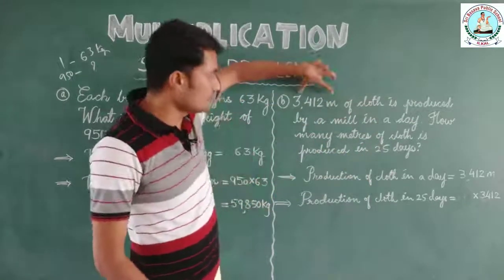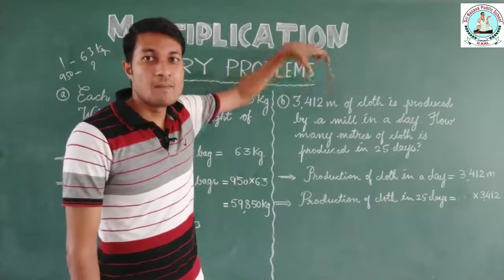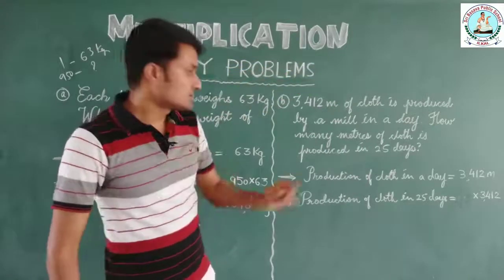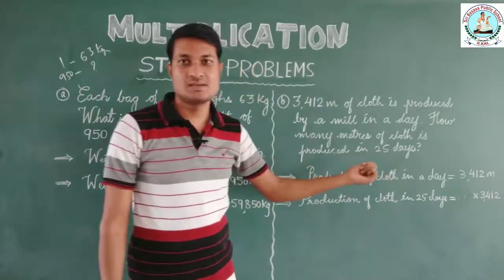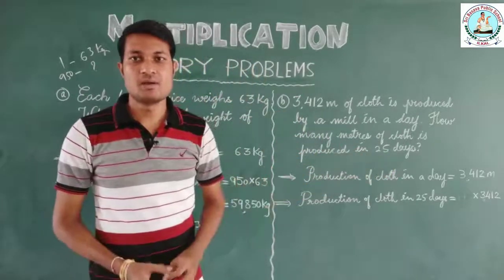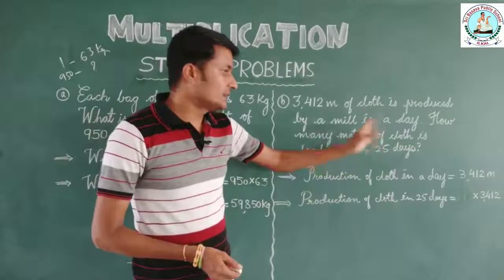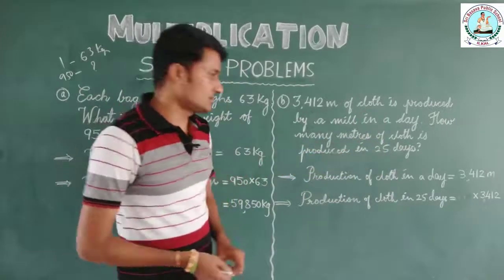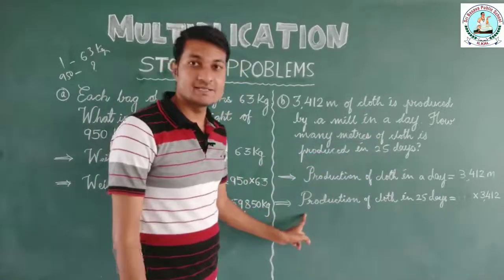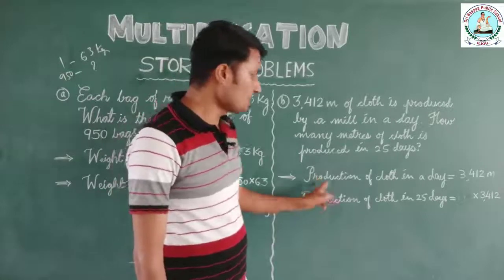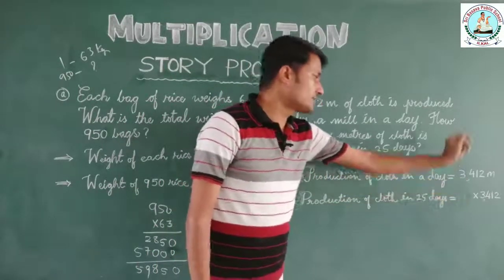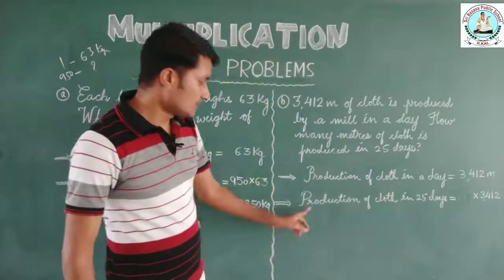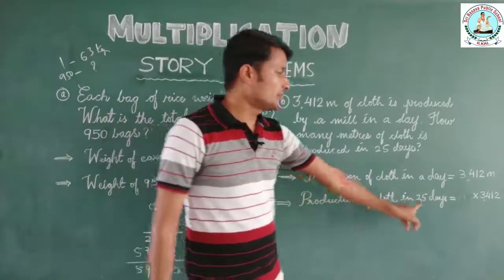So this is the production of cloth by that mill in one day. So we need to find out how many meters that mill will produce in 25 days. That we need to find out here. So your first sentence would be like this: production of cloth in a day, it is clear, 3,412 meter. Then production of cloth in 25 days.